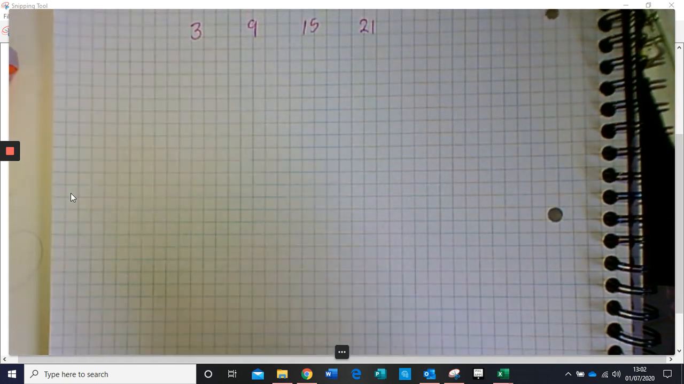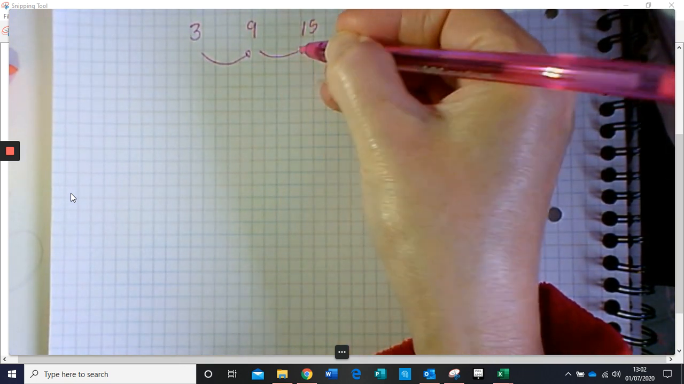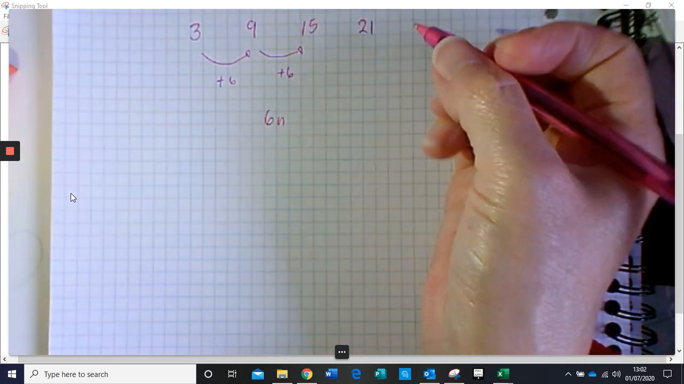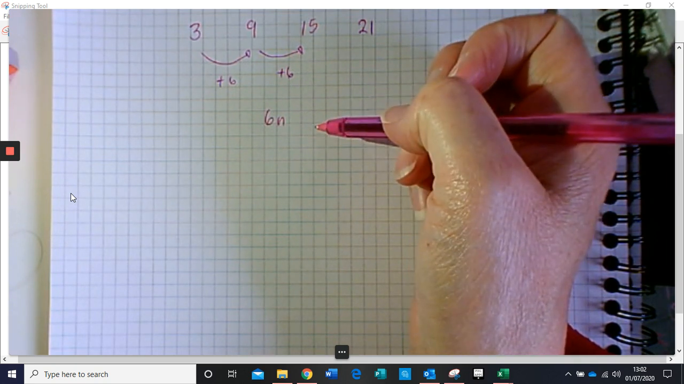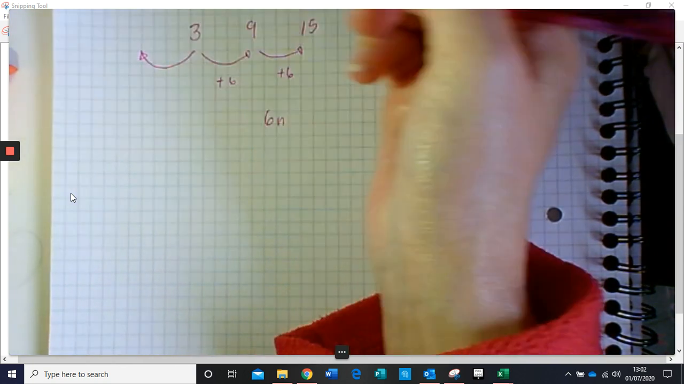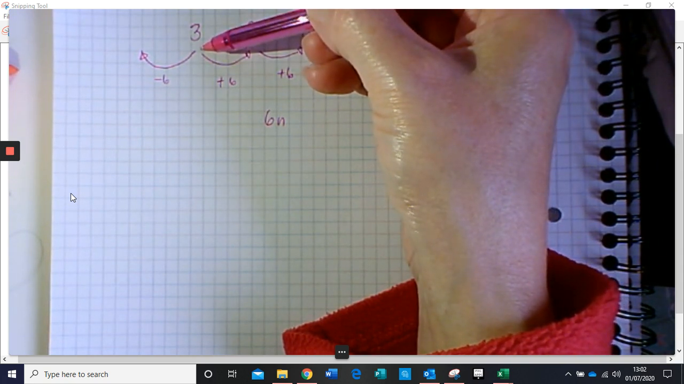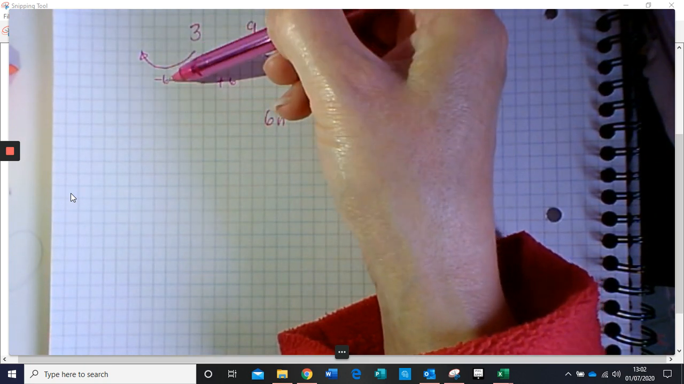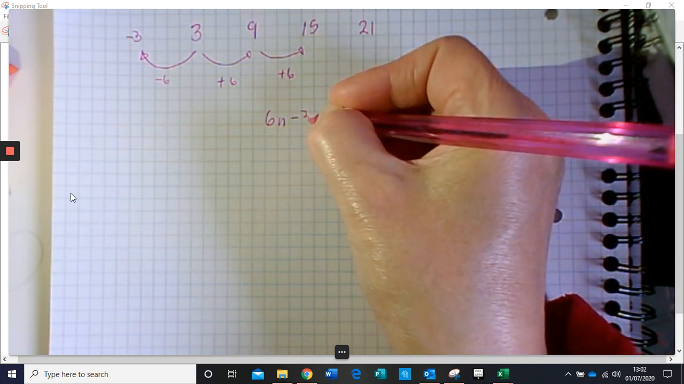Okay, so here's our sequence. So we are getting from one term to the next term by adding 6 each time. So we're going to get 6n. And if we use the zeroth term way of finding the rest of the nth term, we would be going to take away 6 because we are going in the opposite direction. Going to the right, we're adding 6. Going to the left, we're taking away 6. So 3 take away 6 is going to be minus 3. So this is going to equal 6n minus 3.